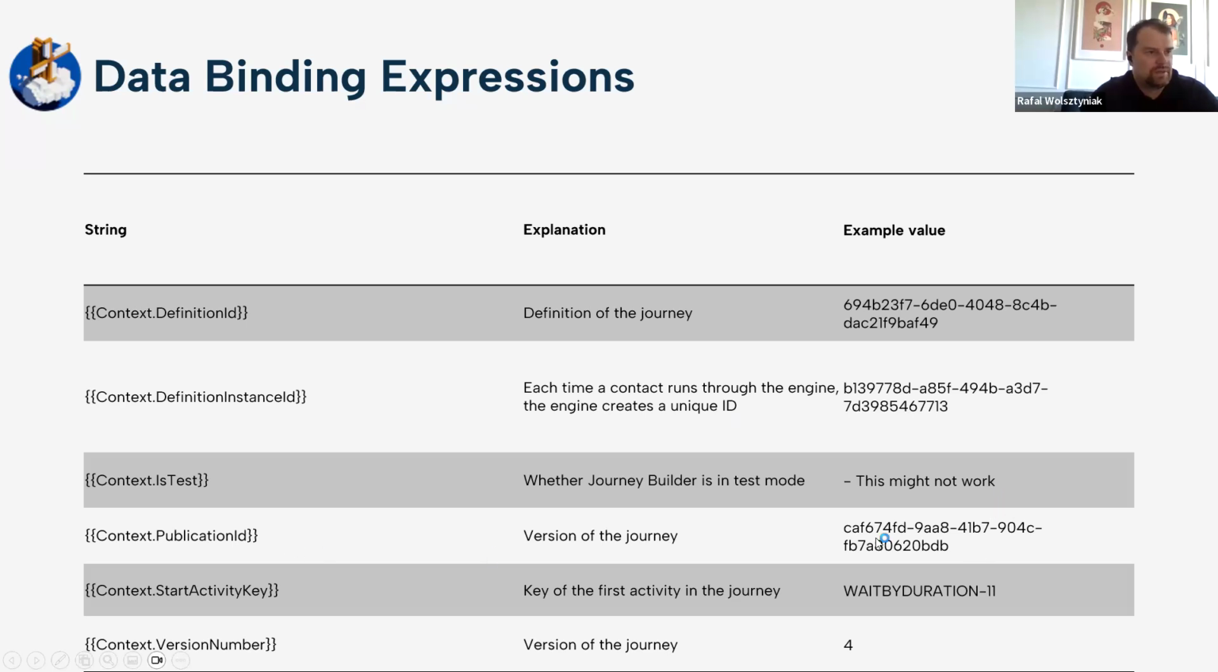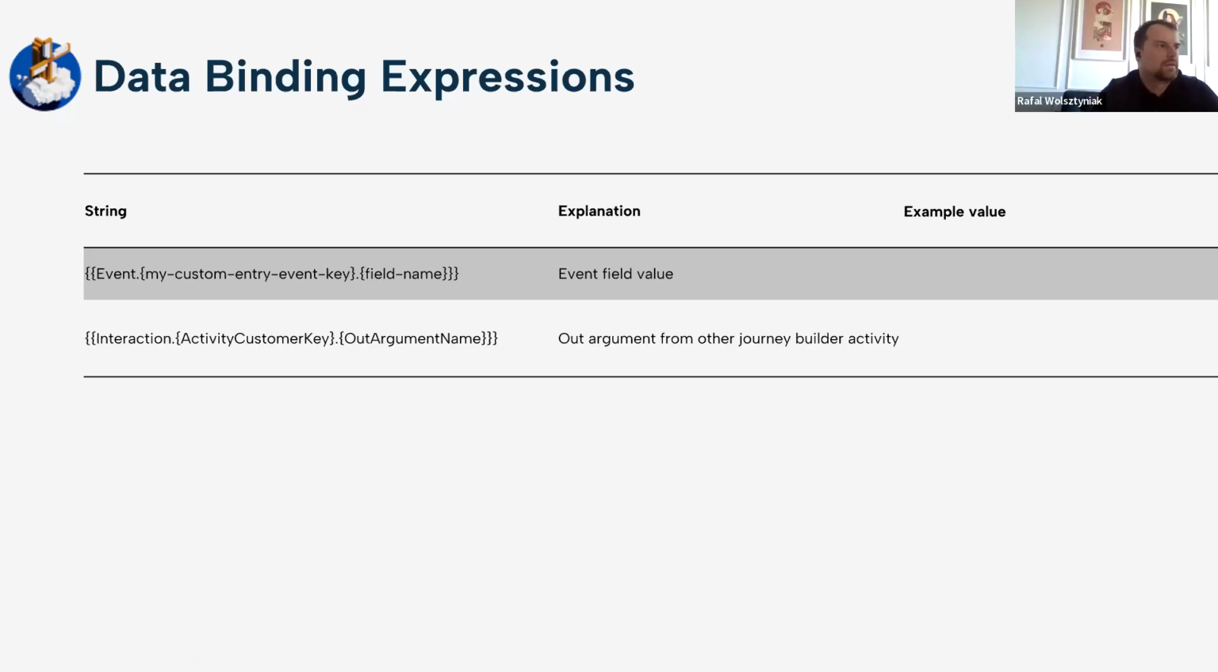Publication ID is also kind of the code of the version of the journey, but you can also retrieve just the numeric value, so which version of the journey it is. And start activity key refers to the other activities that are inside of the journey. There's also the event object, which allows you to get data from the entry source.